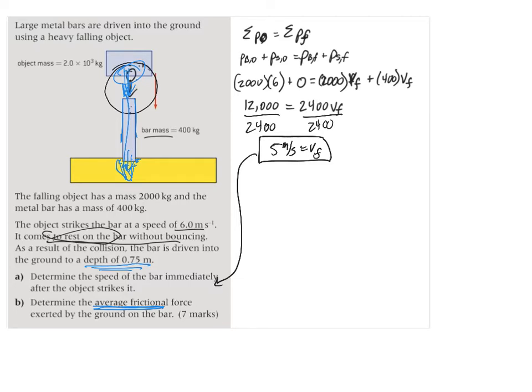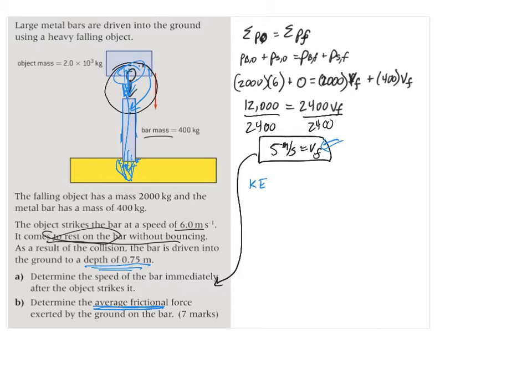When this big block hits the small block, it gains some velocity, right? So if it gains velocity, it then has kinetic energy. So my small bar now has some kinetic energy. Now, when the small bar has kinetic energy, what happens to that kinetic energy due to the friction? Well, the friction causes it to lose kinetic energy.